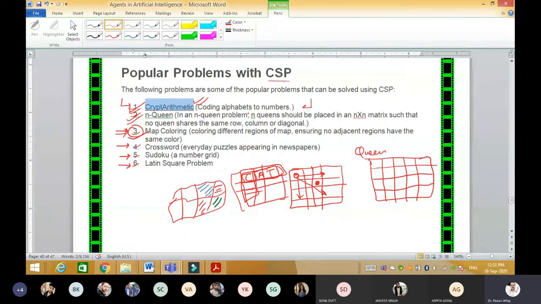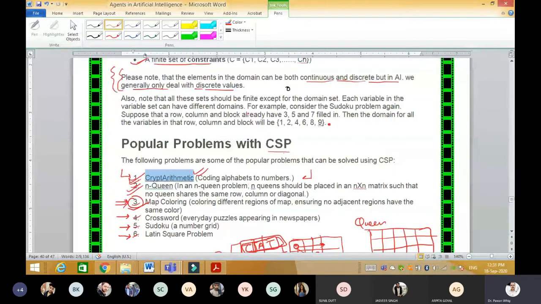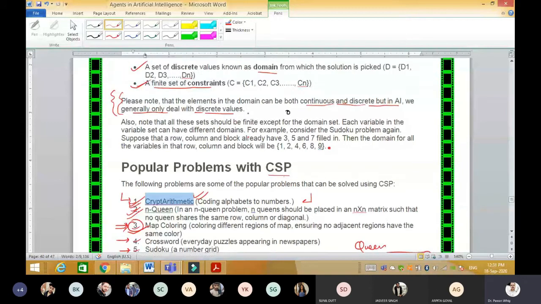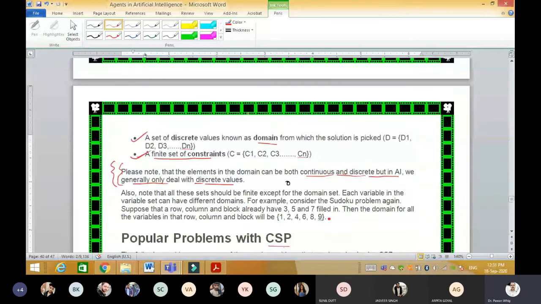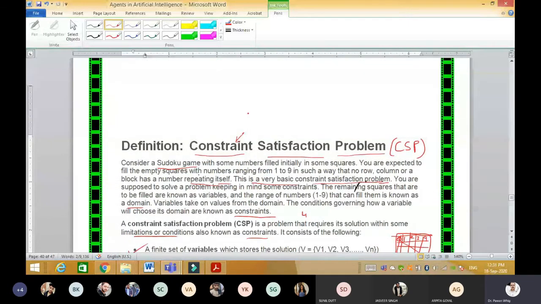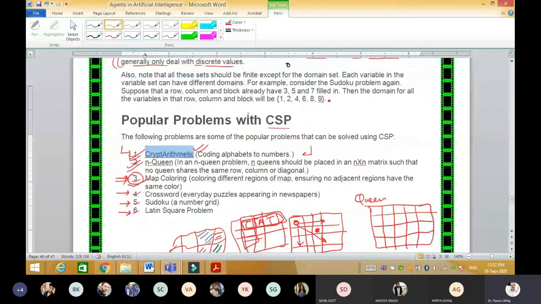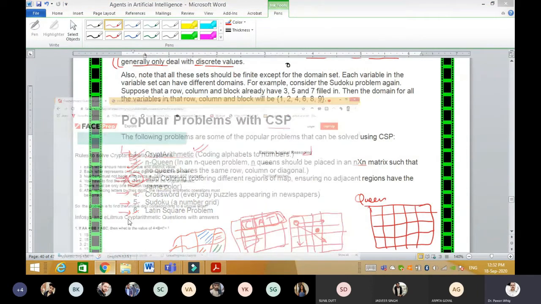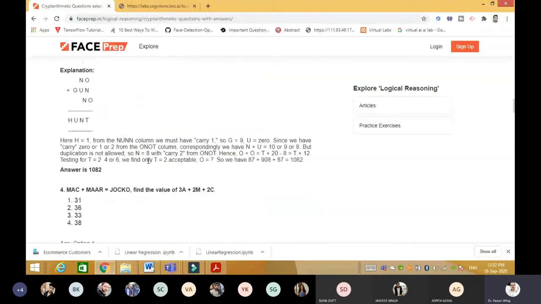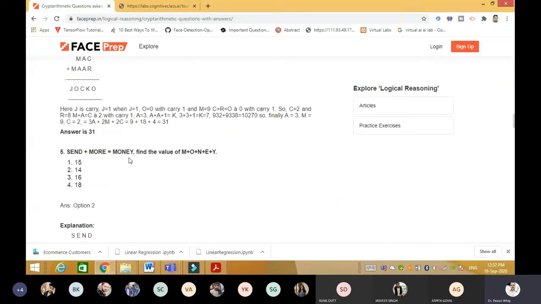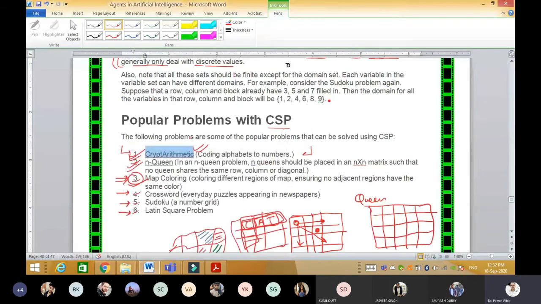So the whole thing, now, what will be asked to you in the exam? The question that may be asked to you in the exam is: what is a constraint satisfaction problem? Write its algorithm, how it works, and what are the popular problems. Maybe they will ask you crypto arithmetic, like last year they asked you SEND plus MORE equals MONEY, the problem that I showed you here. Yeah, the same question was asked to you in last year's exam. So maybe it is asked to you again.